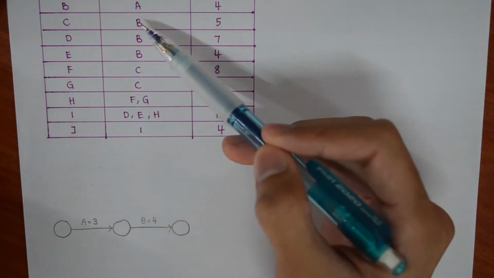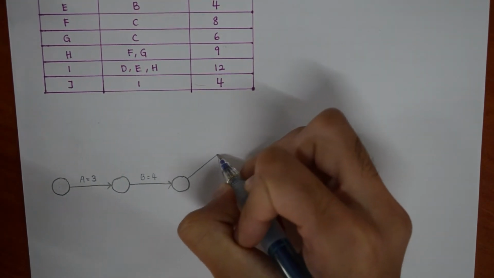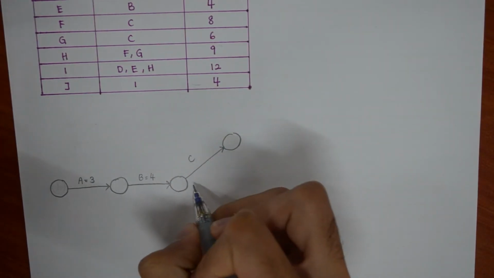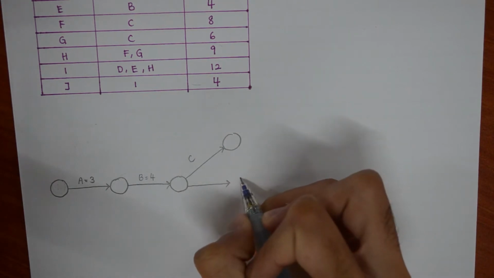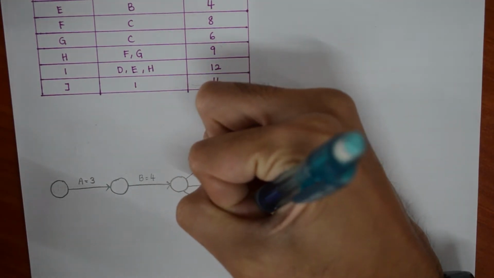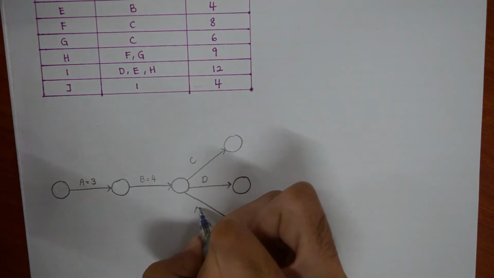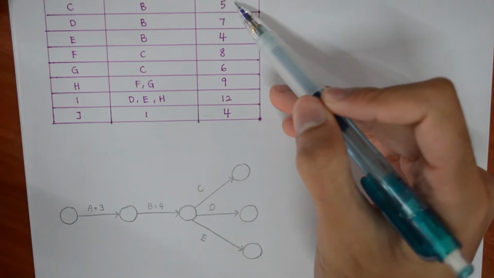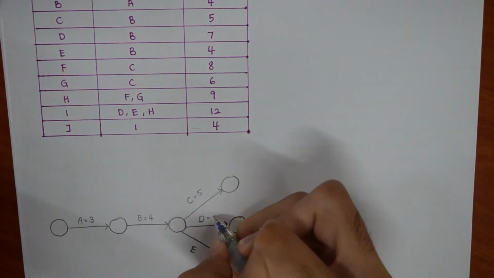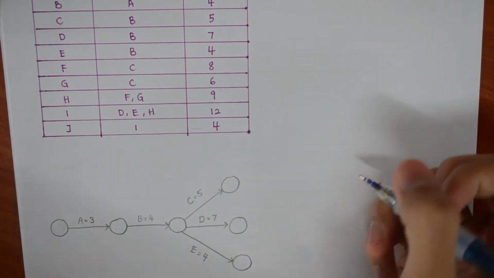Okay, so we see here C, D, and E all have the same predecessor, which is B. So we have to draw 3 lines popping out of the end node for activity B, which will become the starting node for C, D, and E. So this is C. Another line for D. And the last line for E. Okay, so C has the duration of 5, so we put C equals 5. D is 7, so 7. And E equals 4. Okay.